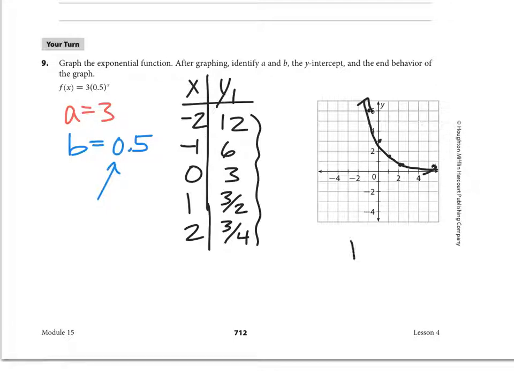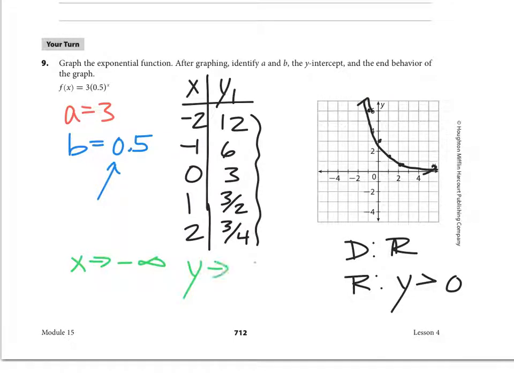Again, if you want to do domain here, domain is all real numbers, range. This is y is greater than 0. Now, even though the function's decreasing, our y is going from 0 up. Okay, now we do our end behavior. So let's say as x approaches negative infinity, so we trace the function going left, that's going straight up. So that means y is approaching positive infinity. Then we do as x approaches positive infinity, so now we trace the function going to the right, and that's going to 0.